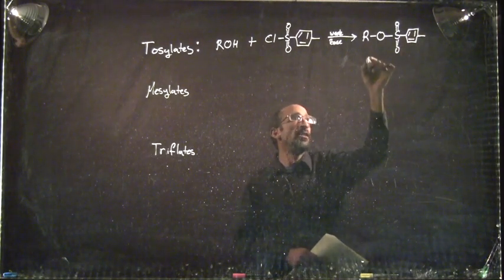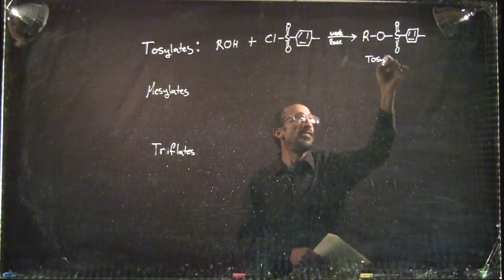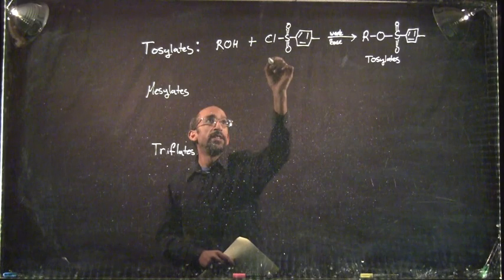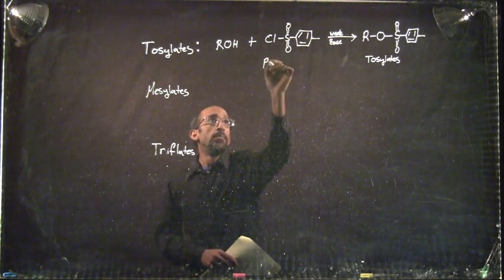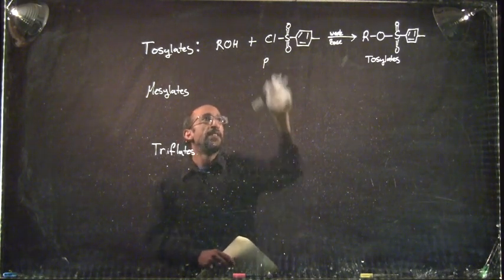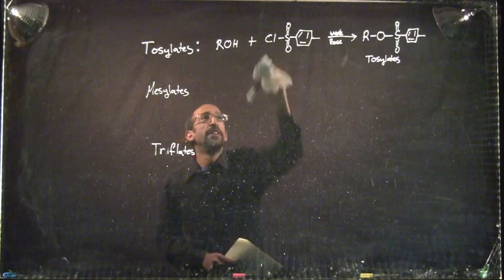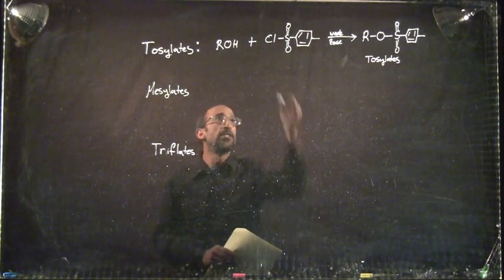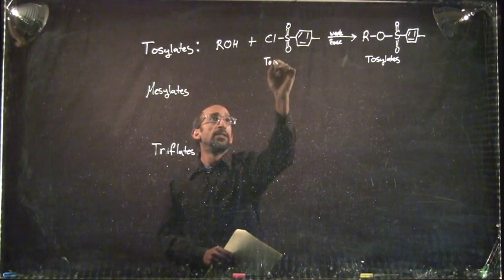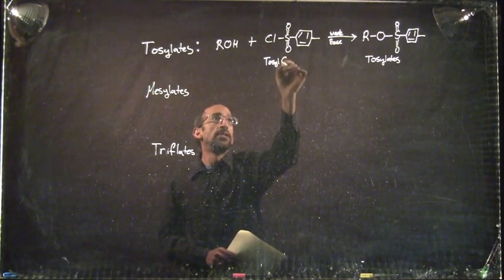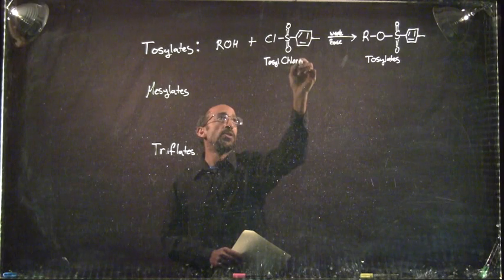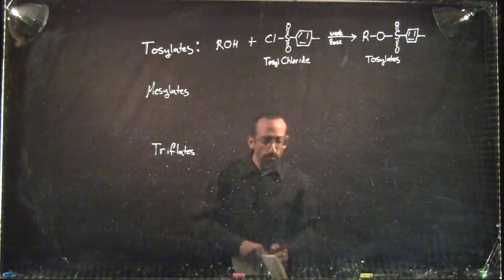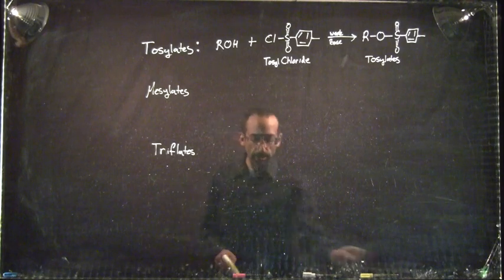So these are our tosylates. And the name of this reagent that we'll work with here in Chem 201, we're just going to go ahead and call this tosyl chloride. Now, for our mesylates, we have a very similar reaction.